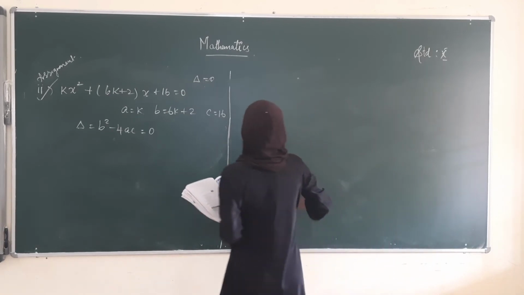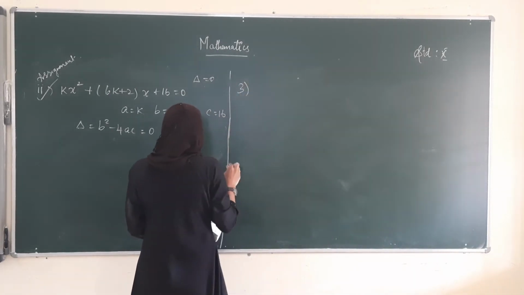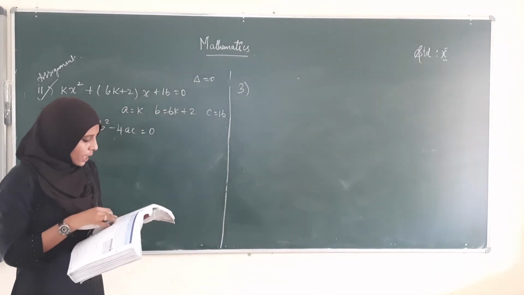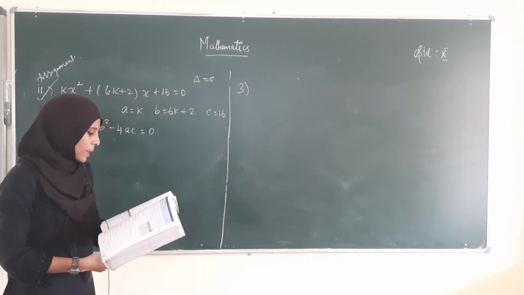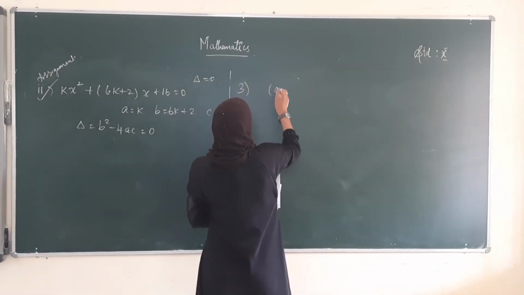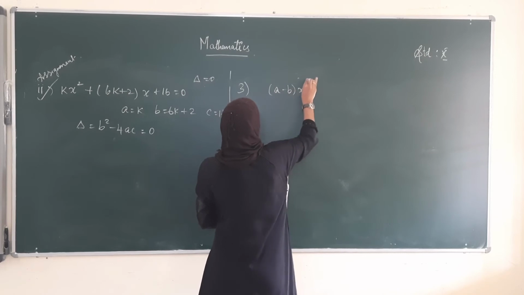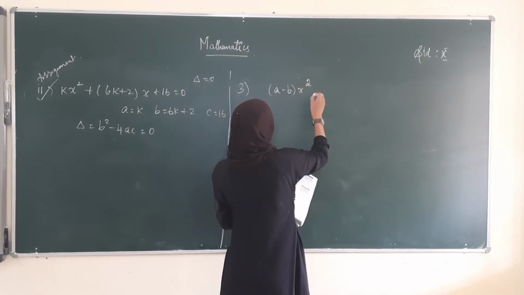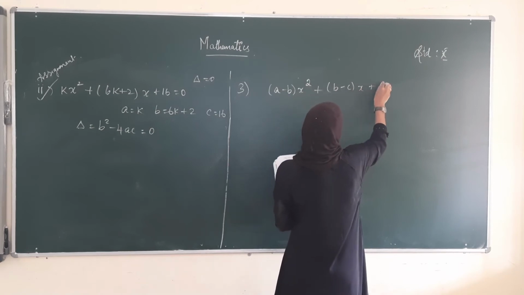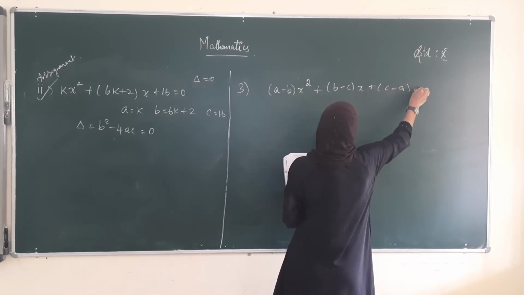What is the third sum they have given in your book? If the roots of the given equation are real and equal, then prove that A, B, C are in arithmetic progression. The given equation is (A minus B) x square plus (B minus C) x plus (C minus A) is equal to 0.